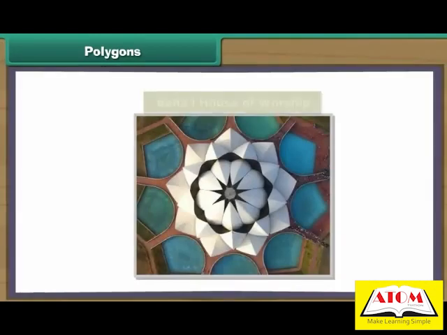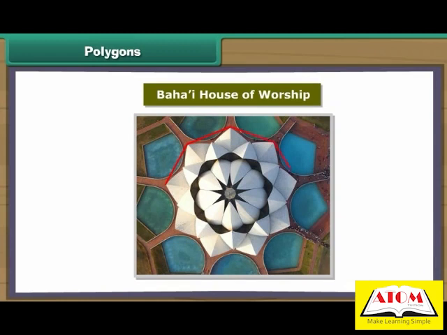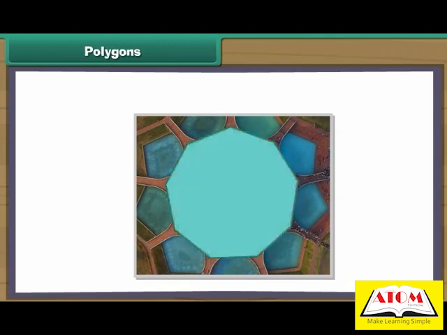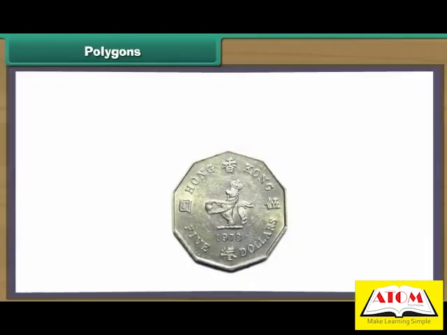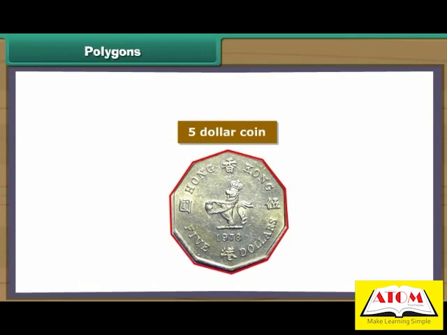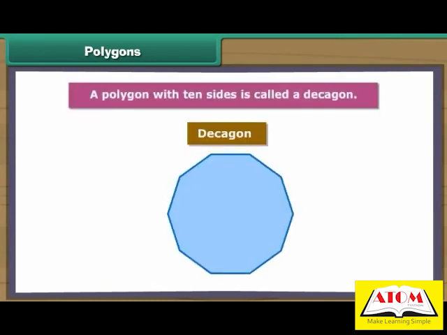Look at this image. It is the Bahá'í house of worship. All Bahá'í houses of worship have 9 sides. A nonagon is a polygon made up of 9 line segments. Here is an old $5 coin from Hong Kong. It has 10 sides. A polygon with 10 sides is called a decagon.